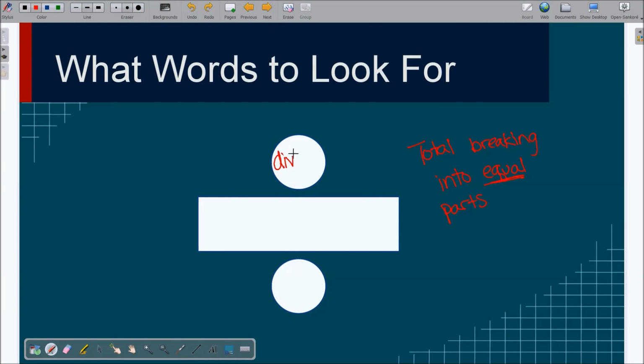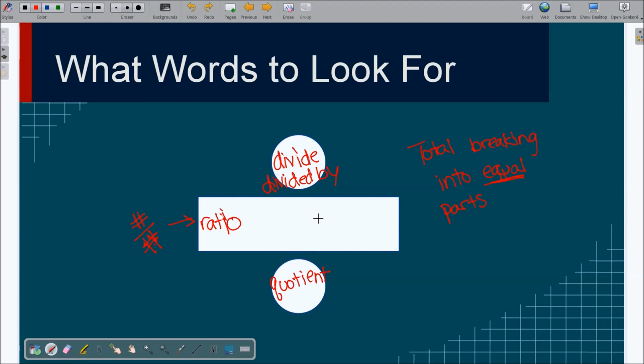We've got the obvious divide, or its variation divided by. We've also got quotient. And then a less obvious one, the word ratio implies division, if I can write it correctly, because ratio means that I'm taking two numbers and I'm comparing them with division, and actually usually we write those as fractions. And fraction, as some of you might know, is just another way to write a division problem.